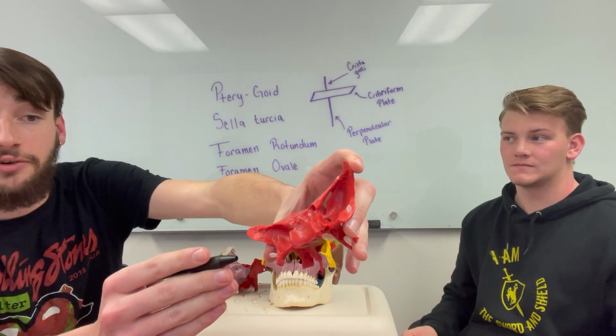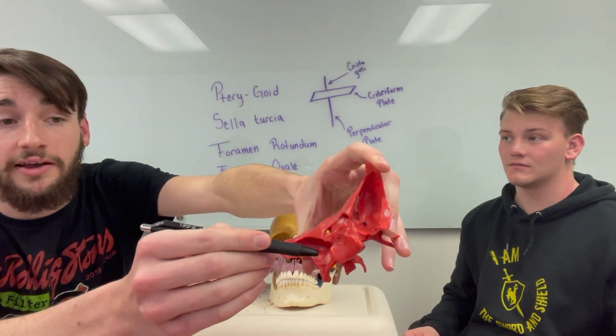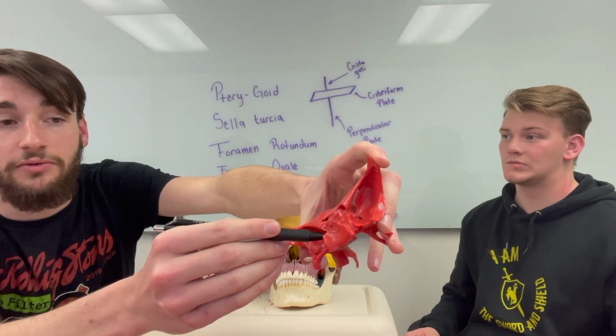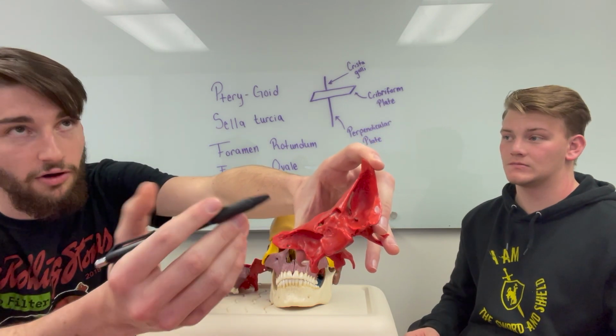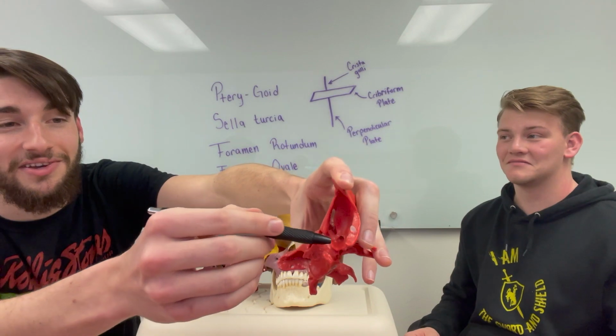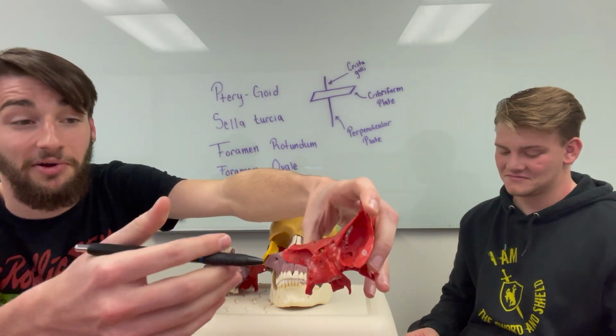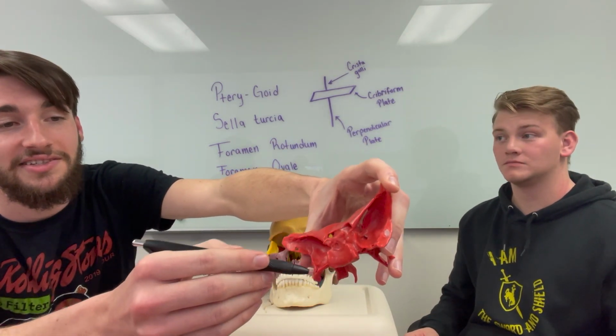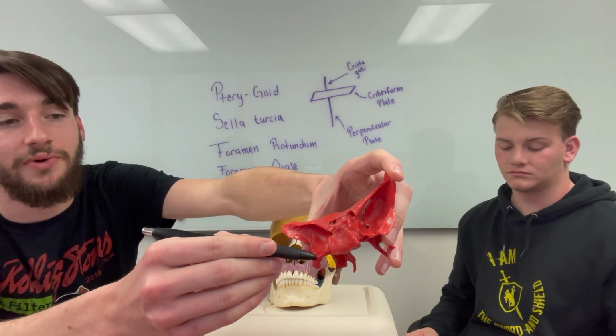Next, we've got the foramen ovale. The foramen ovale are going to be directly below the foramen rotundum. The ovale are actually oval shaped, pretty easy for you to recognize compared to the other ones, right? And lastly, we have the foramen spinosum, which is right here.